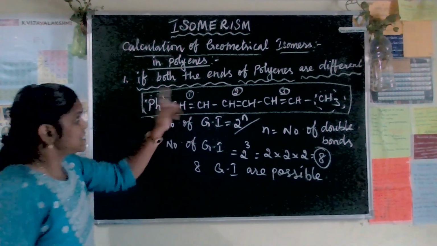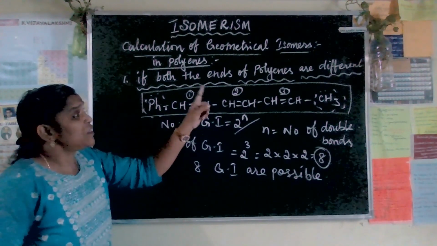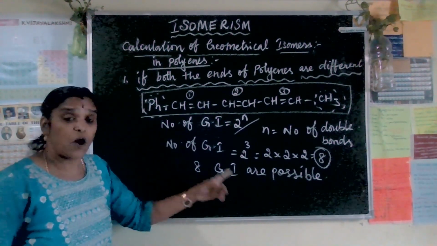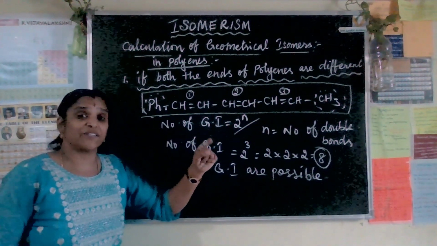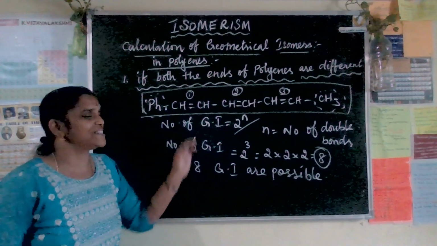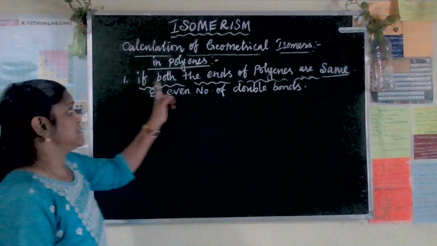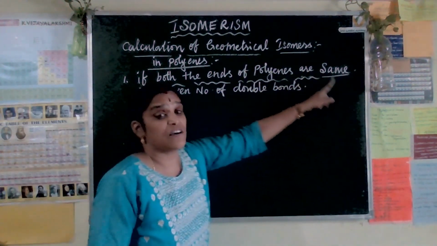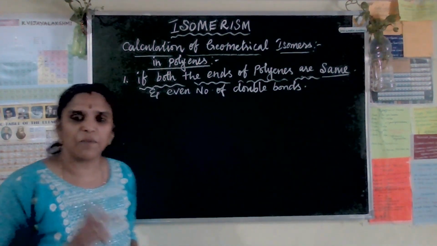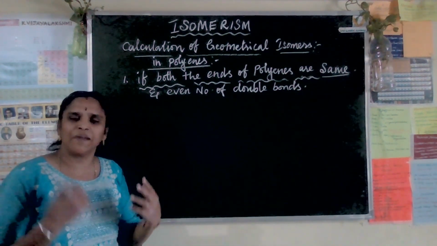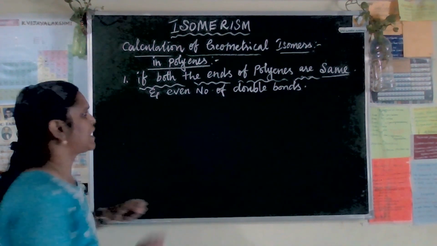Now the next one we are going to see is even number and odd number. Both the ends being different we have gone through. Now we are going to see when both the ends are the same, with an even number and an odd number of double bonds. These are the points we are going to note down. The next case: if both the ends of the polyene are the same and there is an even number of double bonds, what is the formula we are using? Formulas and tricks will always help us get more ideas and confidence with the answers.